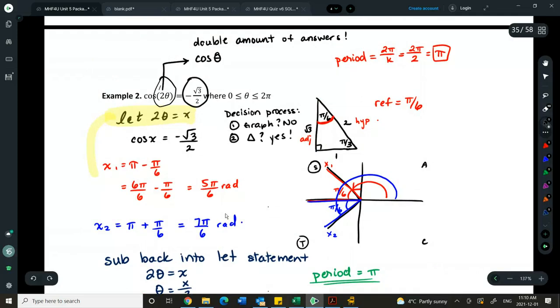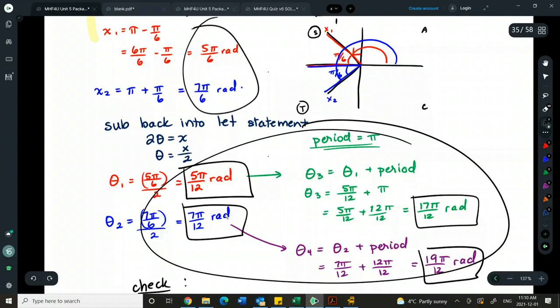So if I had a 3 here, and I got 2 answers here, I would expect to get 6 answers down here, right? So I calculate my period, and then I add the period, and I keep adding the period until I get my 6 answers.